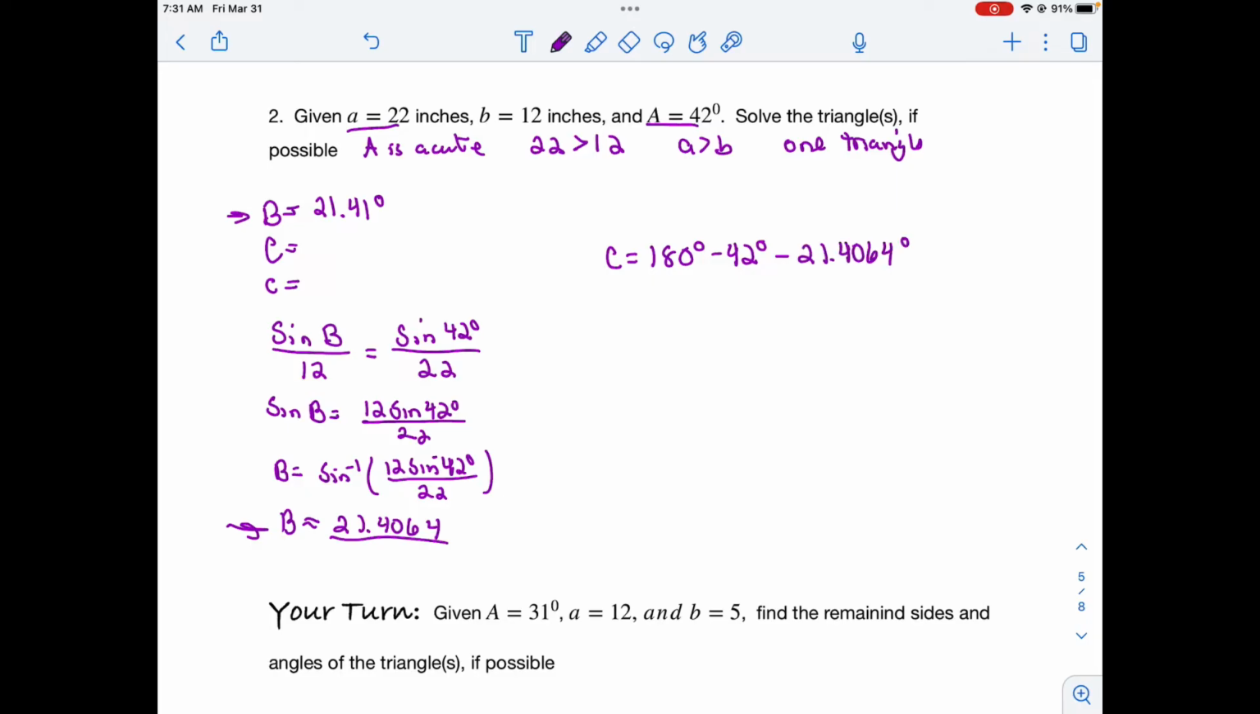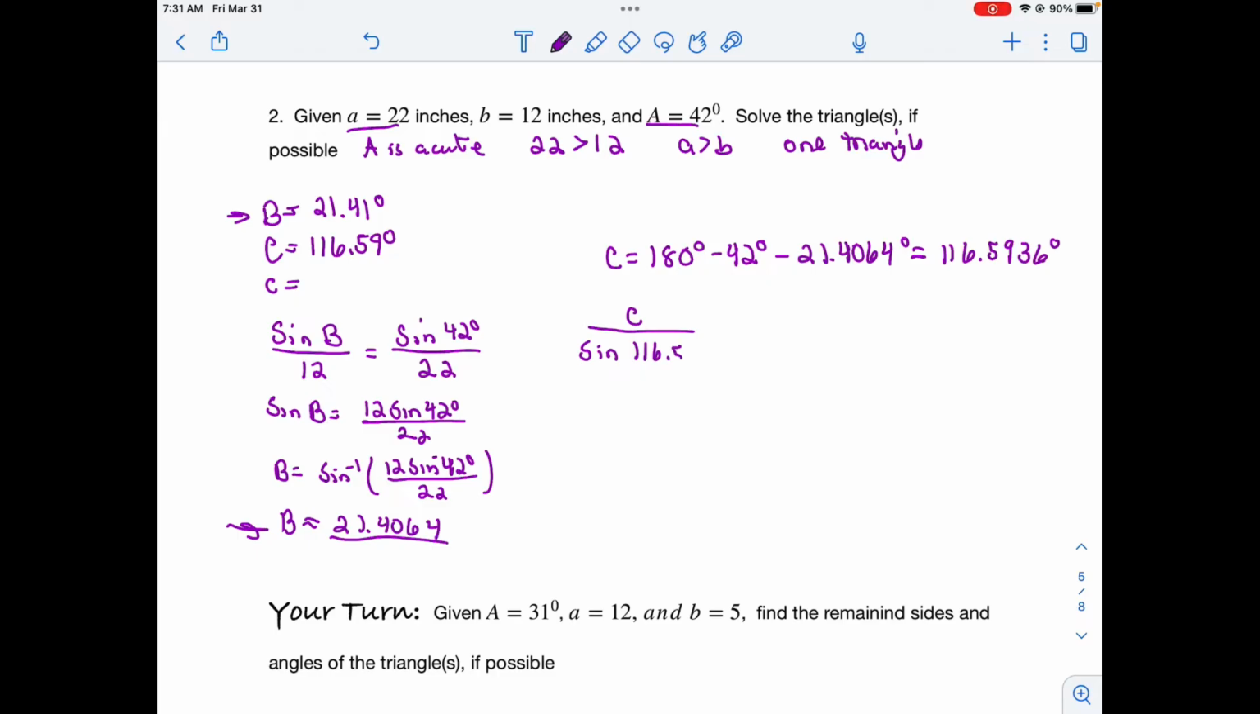To find my angle C, I'm going to subtract my 2 given angles from 180. Notice I'm subtracting 42 and 21.4064, using 4 decimal places here. And I get that angle C is 116 degrees, 0.5936, but in my answer key, I'm just going to write that that's 116.59 degrees.